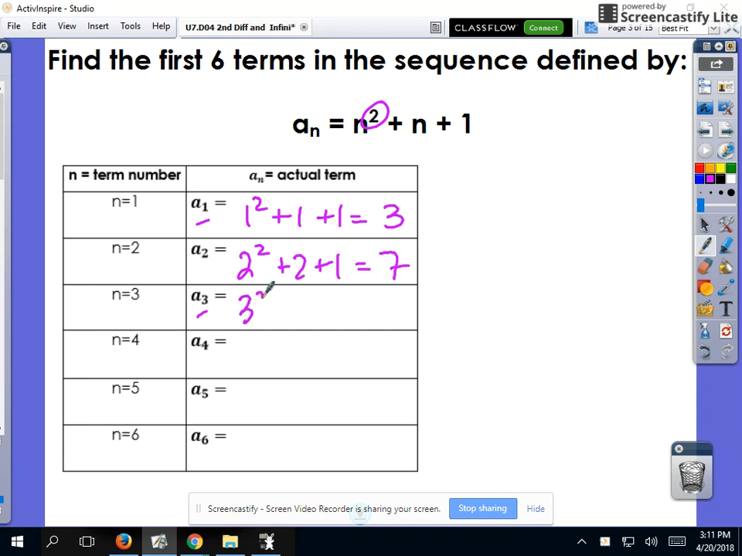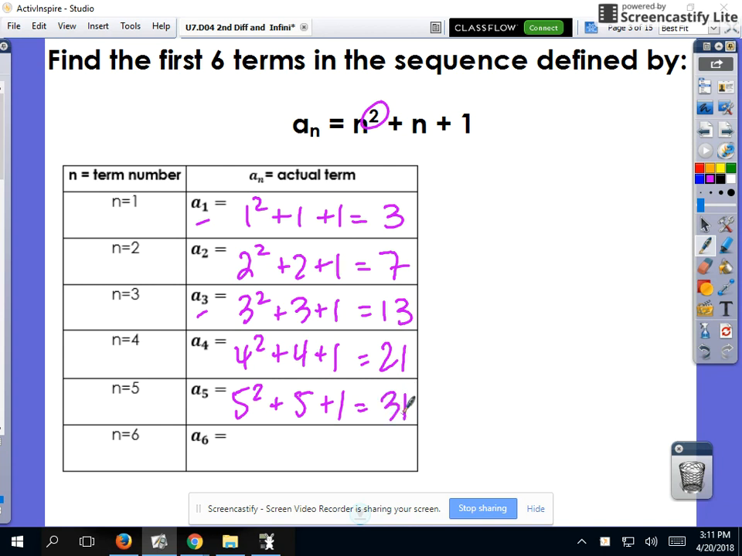If we do 3 squared plus 3 plus 1, that's 9. Plus 3 is 12, plus 1 is 13. And then we have 4 squared plus 4 plus 1, that's 16. Plus 4 is 20, plus 1 equals 21. And then 5 squared plus 5 plus 1 gives us 25, 30, 31. And then 6 squared plus 6 plus 1, that's going to be 36 plus 6 is 42, plus 1 is 43. So that's a sequence that you might see.